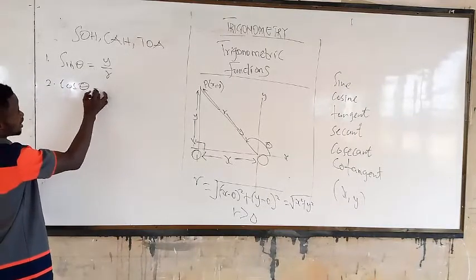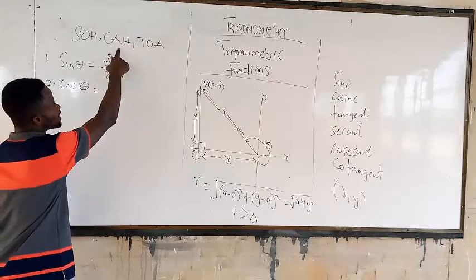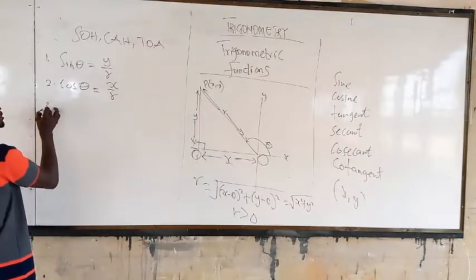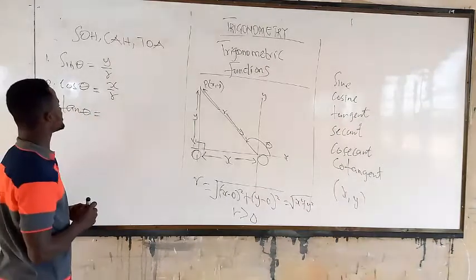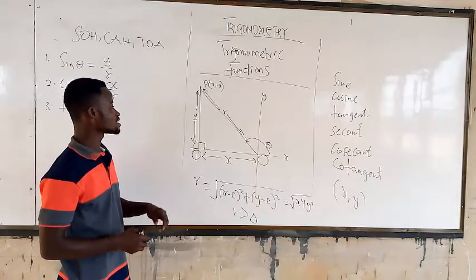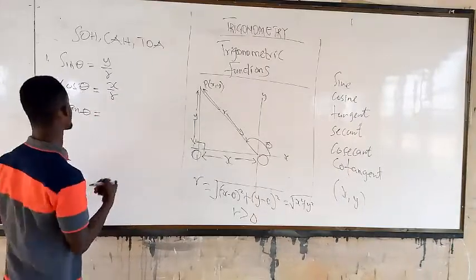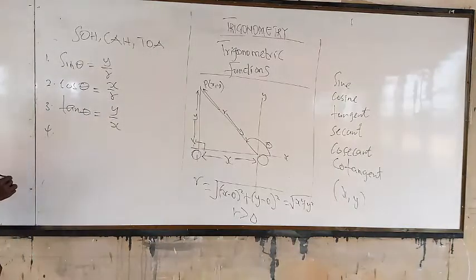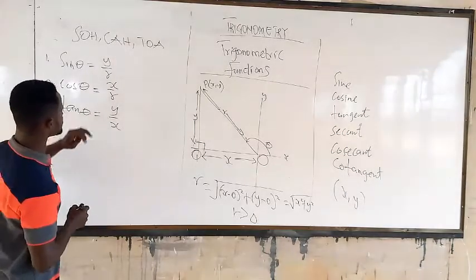So cos theta will be adjacent over hypotenuse. Adjacent over hypotenuse, so x over r. Three, tan theta will be opposite over adjacent. So we get y over x. Alright, so these are the three trigonometric functions.